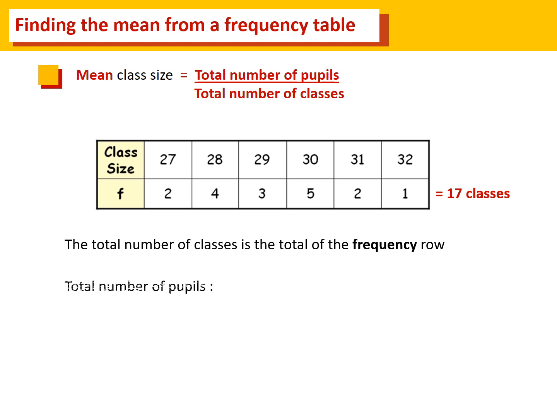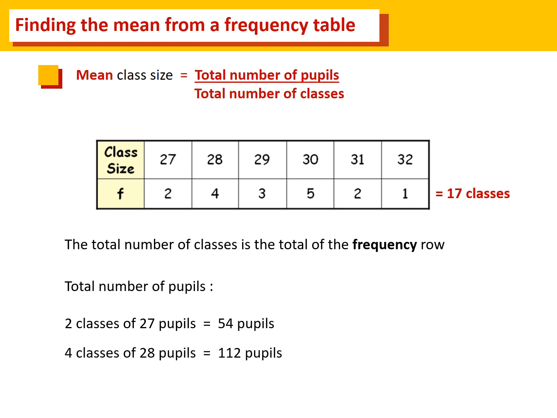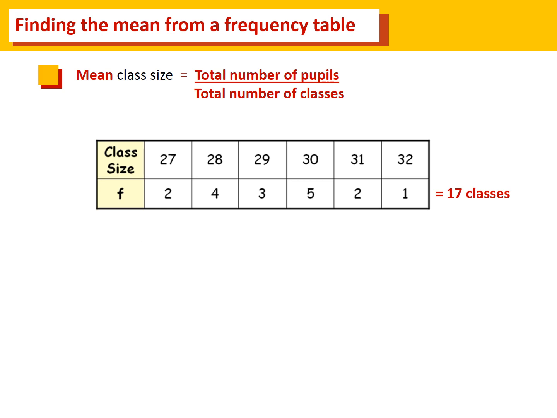We now need to find the total number of pupils. Well, two classes of 27 would be 54 pupils. Four classes of 28 would be 112 pupils. Three classes of 29 would be three lots of 29, that would be 87 pupils, etc. So we work out the total number of pupils by multiplying the class size by the corresponding frequency, i.e. by the corresponding number of classes.